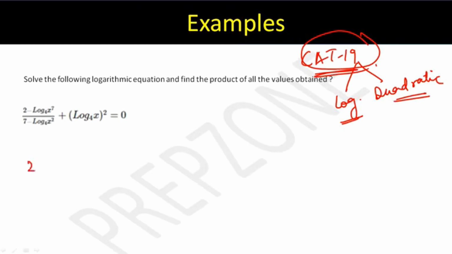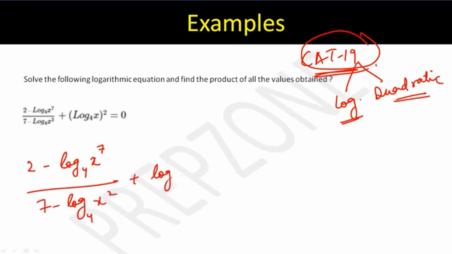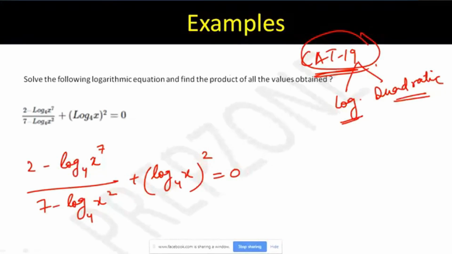The question is 2 minus log x to the power 7 base 4 upon 7 minus log x square base 4 plus log x to the base 4 square equals to 0. This is the question. Guys, just to clarify, though this should be self-explanatory, in CAT they would explain you. But when I'm talking about product of all the values obtained, the variable here is x. So what I'm asking is product of all the values of x which is obtained.